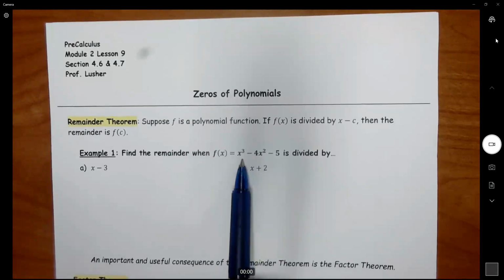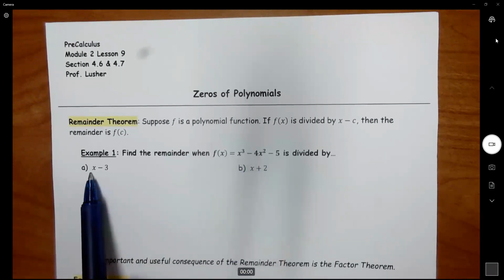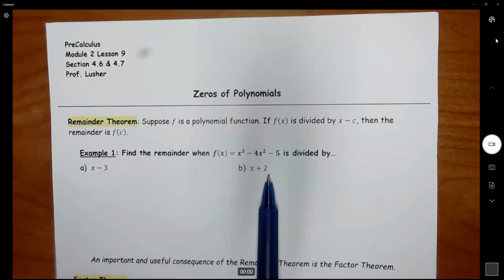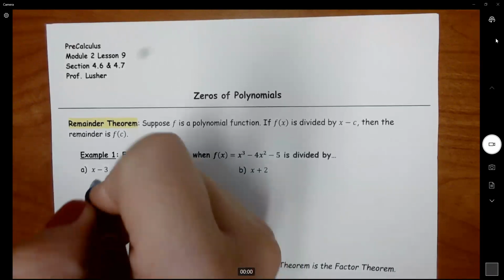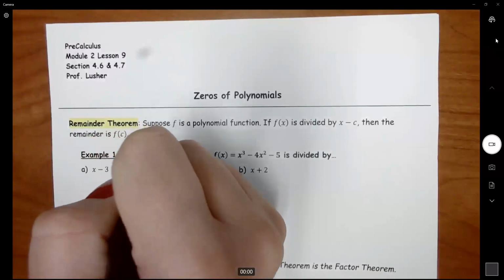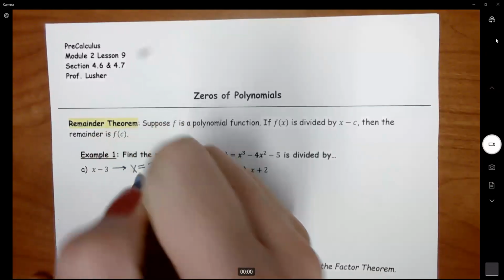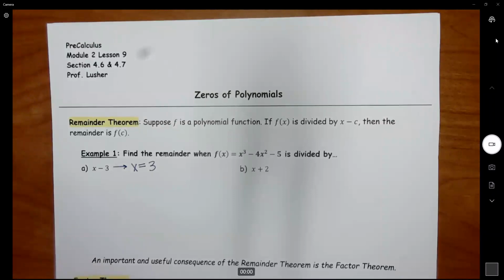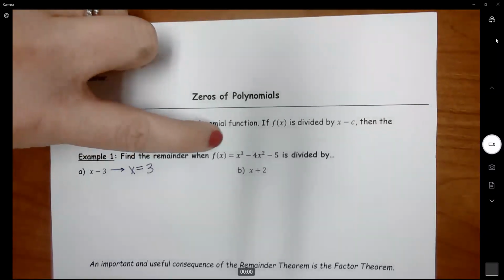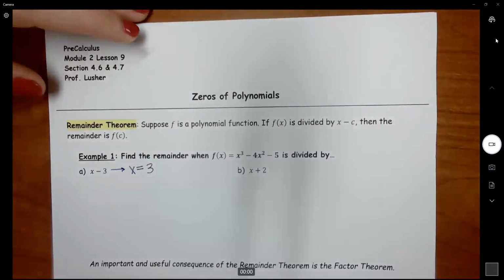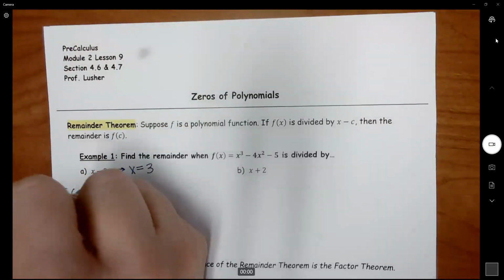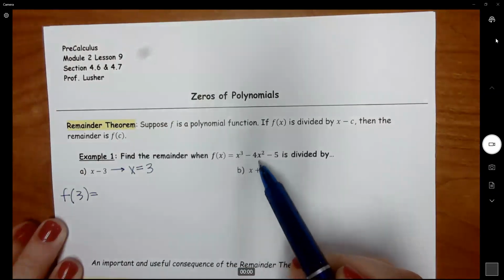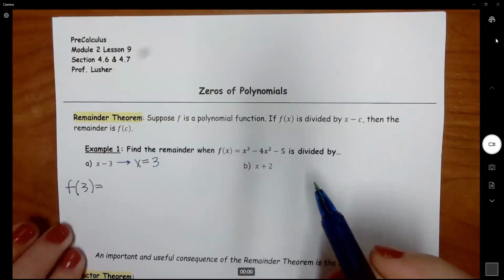When I want to find the remainder of these that are divided by x minus 3 and x plus 2, solve what that 0 would be. In this case, my 0 would be x equals 3. So plug that into your function and your remainder is whatever you get. So I'm going to go f of 3 equals and plug in a 3 everywhere you see an x.